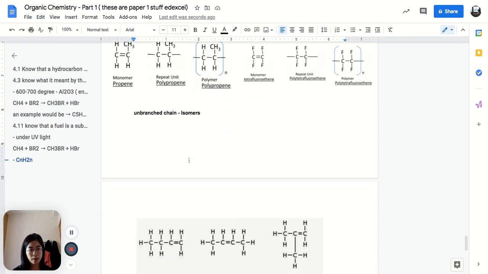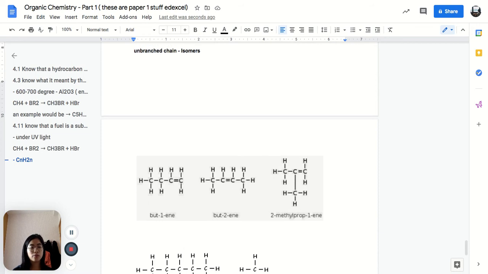So now I will be talking about isomers, and this is also one of the most famous questions of the paper. It doesn't come up in every single paper like repeat unit, but it comes up occasionally. One of their favourite monomers to use is butane. That is because butane can be converted into a lot of isomers, and that is why they always use butane.